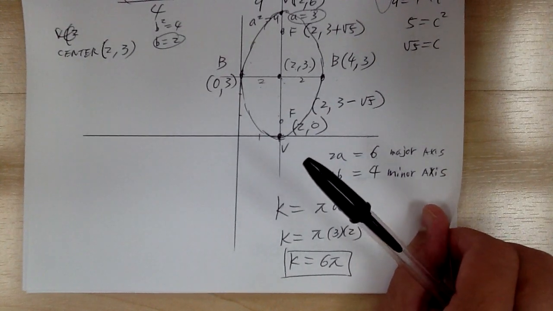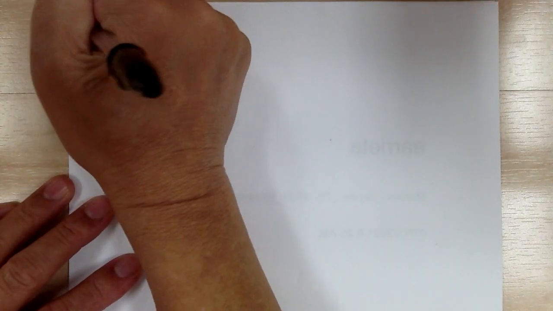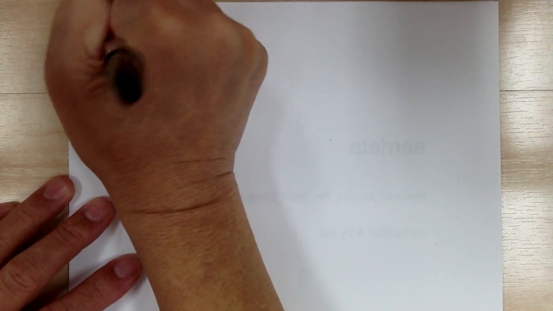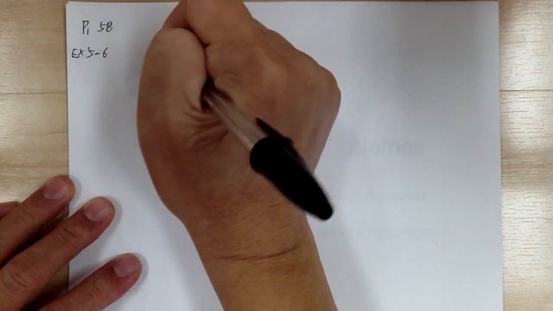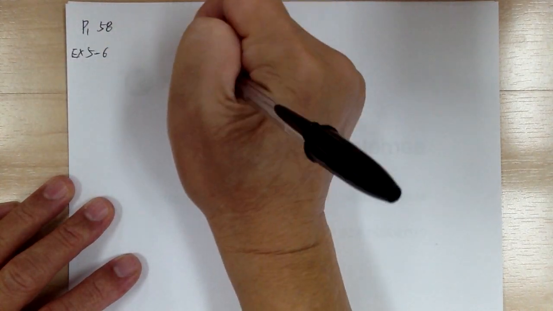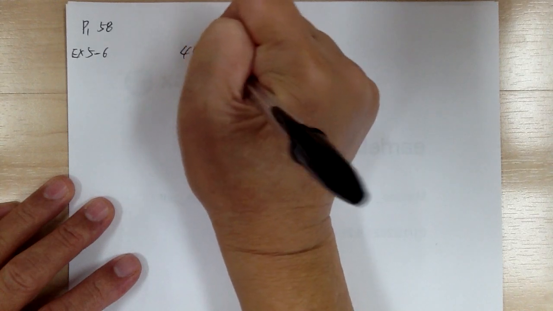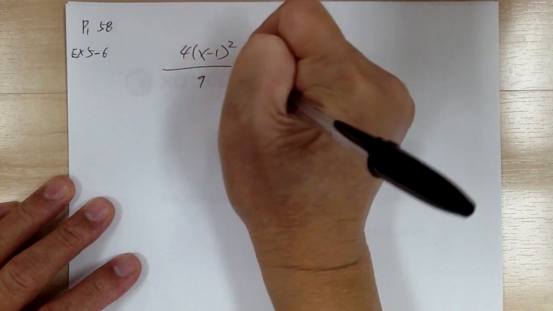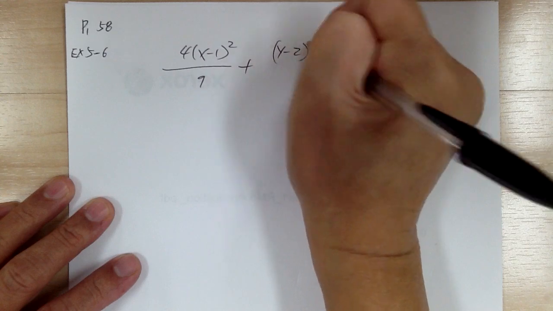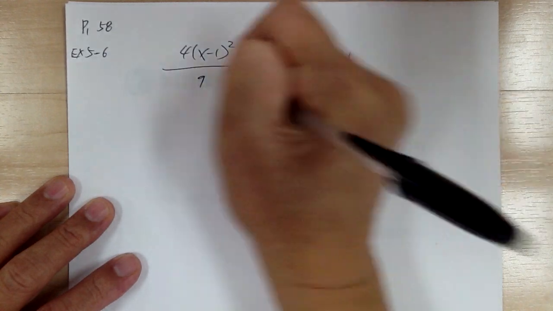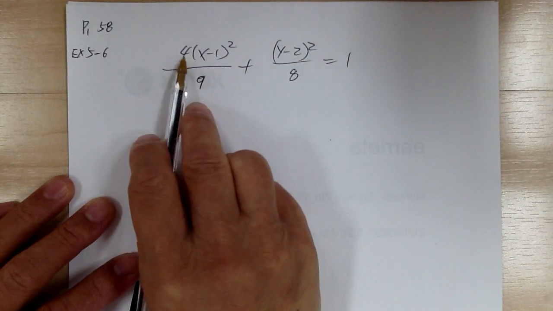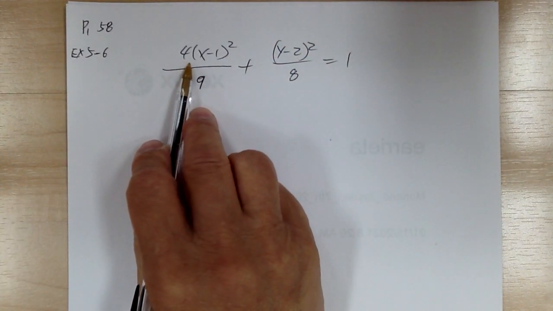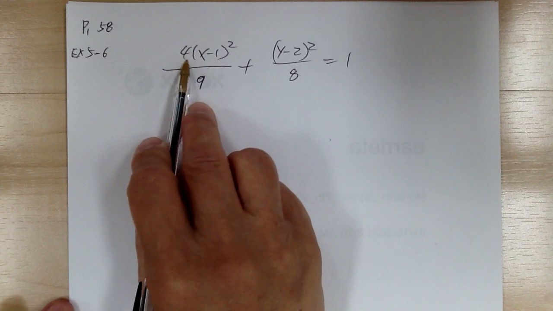Okay, let's go over a couple more examples. Let's go to example 5-6. It says, what are a and b for the ellipse? So you got 4 times (x minus 1) squared over 9 plus (y minus 2) squared over 8 equals 1. Okay, to find a and b, we have to put this in a standard form, but notice there's a number right over here. We have to get rid of the number.